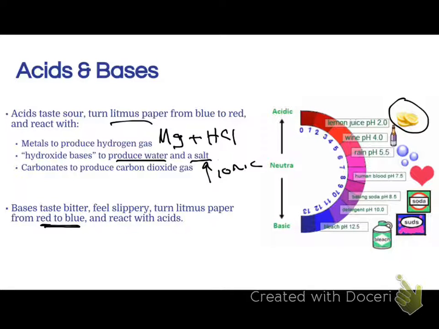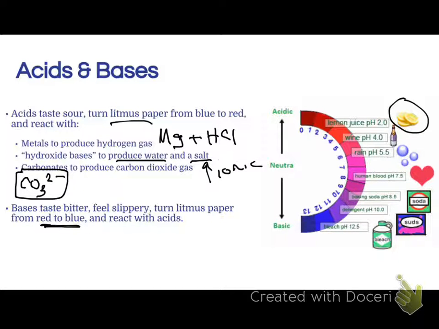Finally, if an acid reacts with carbonates, it'll produce carbon dioxide. Carbonates are molecules that contain CO3 2-. That is one of the polyatomic groups on the back of your periodic table, and so we call that a carbonate. If some acid reacts with a carbonate, it's always going to produce carbon dioxide gas. So that's something that we'll be looking at as well.